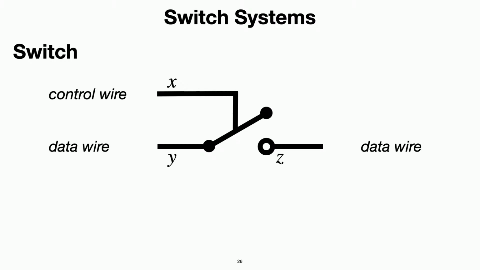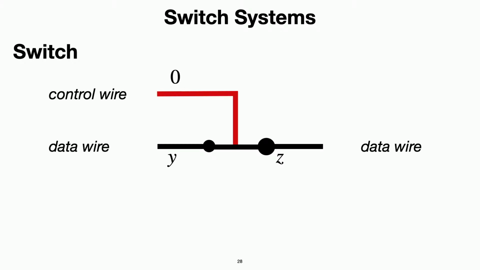A switch takes in 3 wires. It relates 3 wires. One of the wires is going to be distinguished. It's going to be called the control wire. And control wires are going to be very special for us in this model of computation. Okay? And the other wires are called data wires. And all this gate says is, if this control wire has a 1 on it, then nothing happens. Nothing happens at all. But if this control wire has a 0 on it, then the switch closes, and now it is the case that y is equal to z.